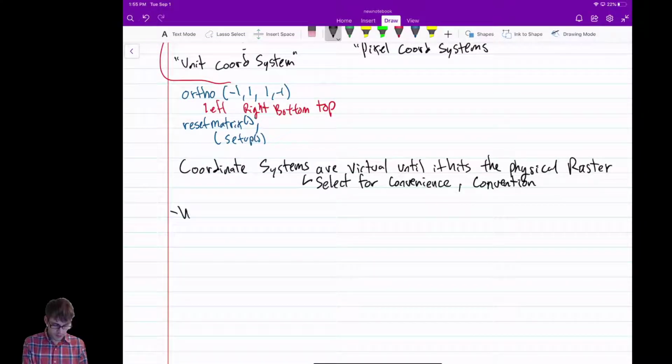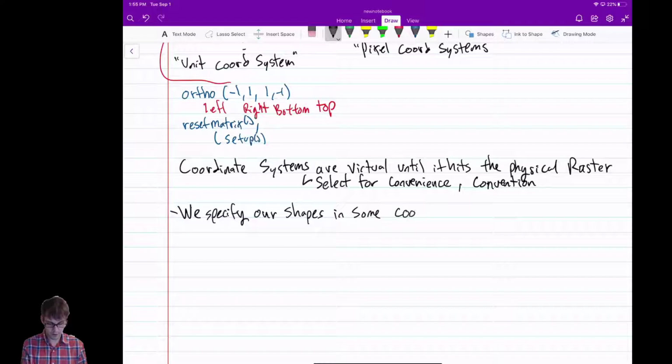What we want to do is we specify our shapes in some coordinate system, okay? Or specify our drawings. Okay, we specify our shapes in some coordinate system. But then, to go from these virtual ones that I talked about to the screen, we need to transform them.